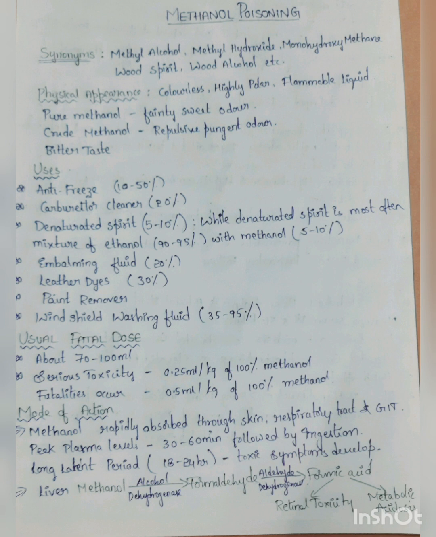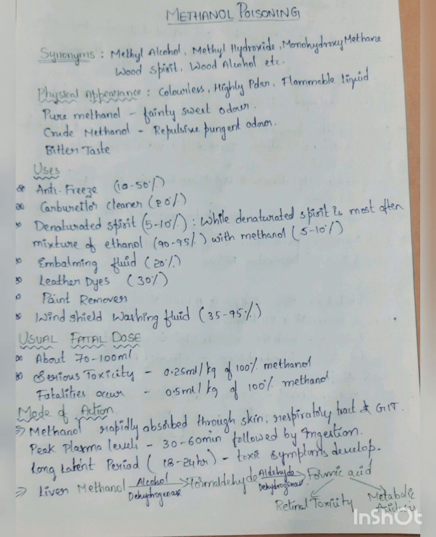Usual fatal dose: about 70 to 100 ml is fatal. Serious toxicity is observed with ingesting 0.25 ml per kg of 100% methanol, and fatalities occurred with ingestion of 0.5 ml per kg of 100% methanol.